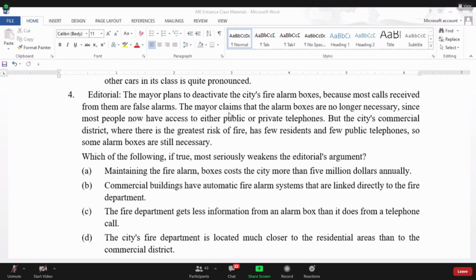So the mayor claims that, what is the claim of the mayor? The mayor claims that the alarm boxes are no longer necessary.